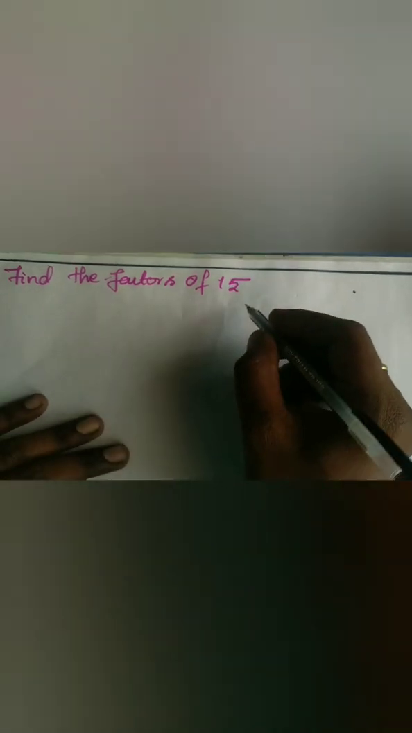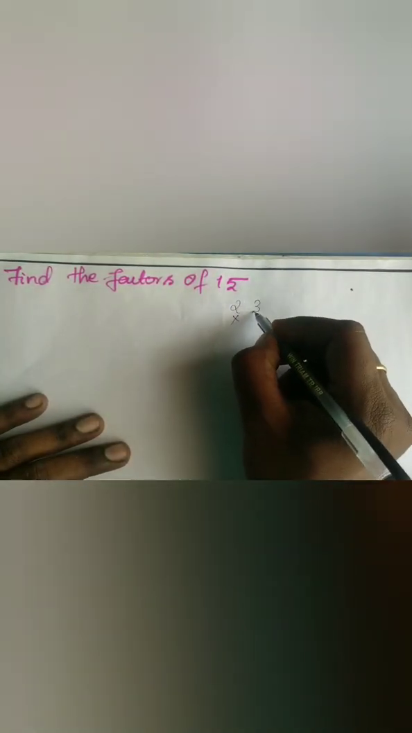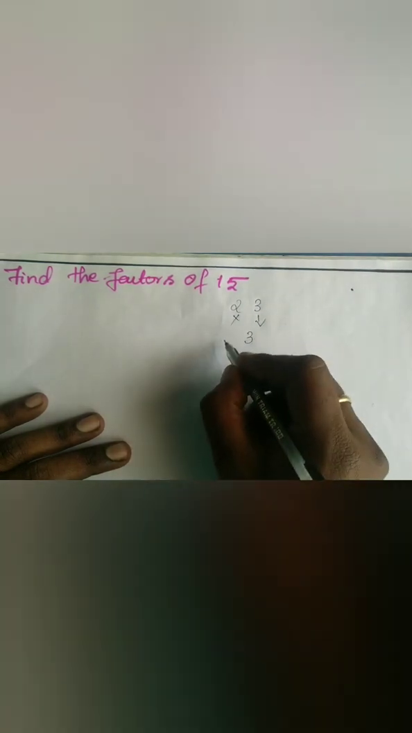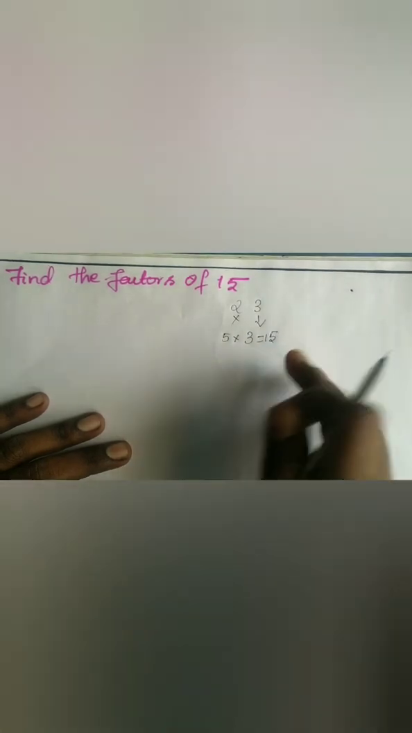Factors of 15. Okay, I know you guys are very clear with tables. Just recall the table. What are the possibilities of 15? In the 2 table, whether 15 is available? No. In the 3 table, is it available? Yes. How many times? 5 into 3 gives you 15. This is one of the possibilities.